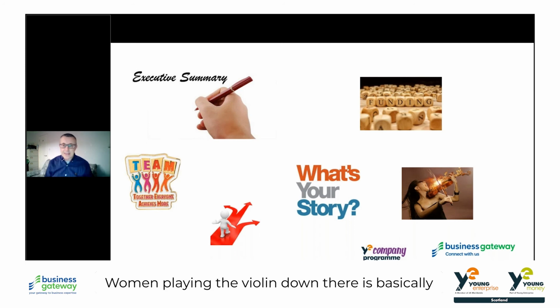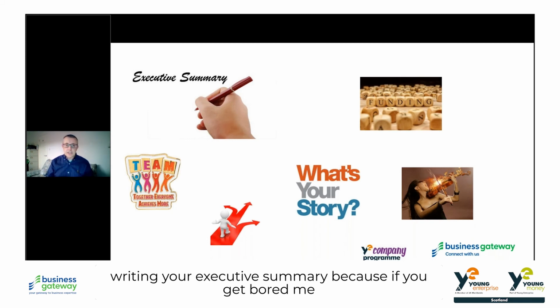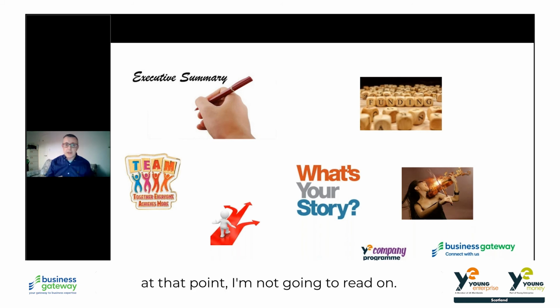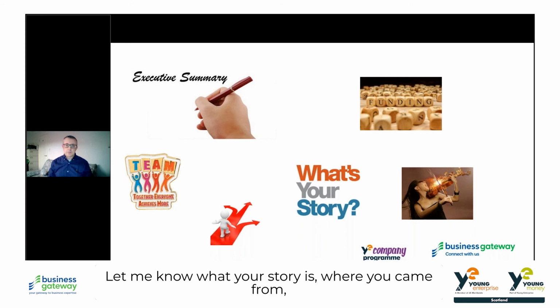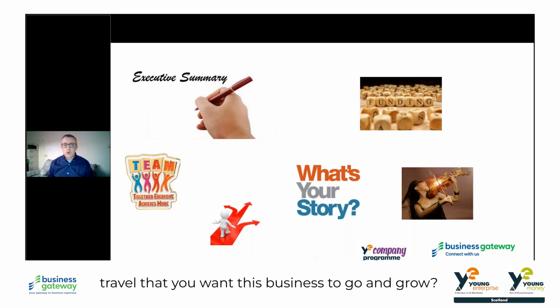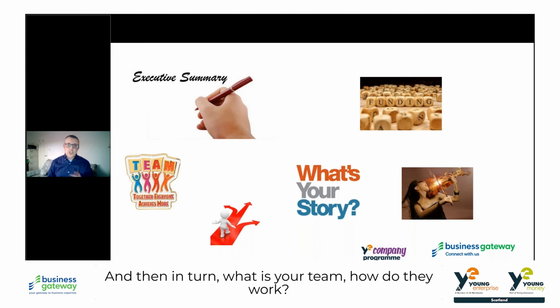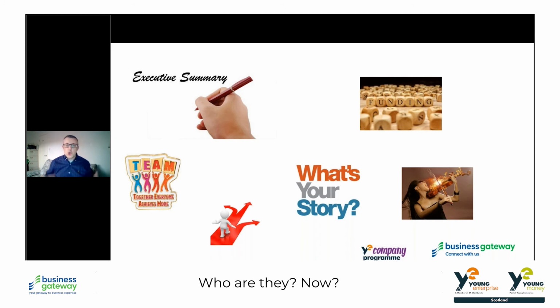The woman playing the violin down there is basically about passion. I'm interested in reading on, so therefore you really need to write with passion when you're writing your executive summary. Because if you bore me at that point, I'm not going to read on. Let me know what your story is, where you came from, why you're doing this, what's the plan, the direction of travel that you want this business to go and grow. What's your target sales? And then in turn, what is your team? How do they work? Who are they?